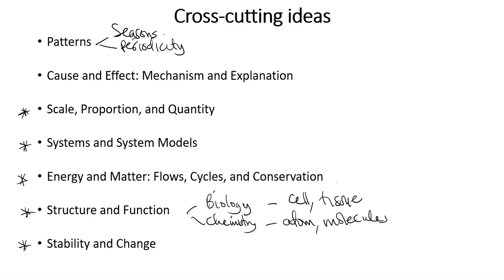Stability and change. We can talk about stability of bacteria, how stable different types of bacteria are when you talk about it in terms of biology. We can talk about how stable specific atoms are when you talk about chemistry. We can talk about stability also in physics. So these are cross-cutting ideas, ideas that you are going to find in each and every science discipline that you are going to deal with.